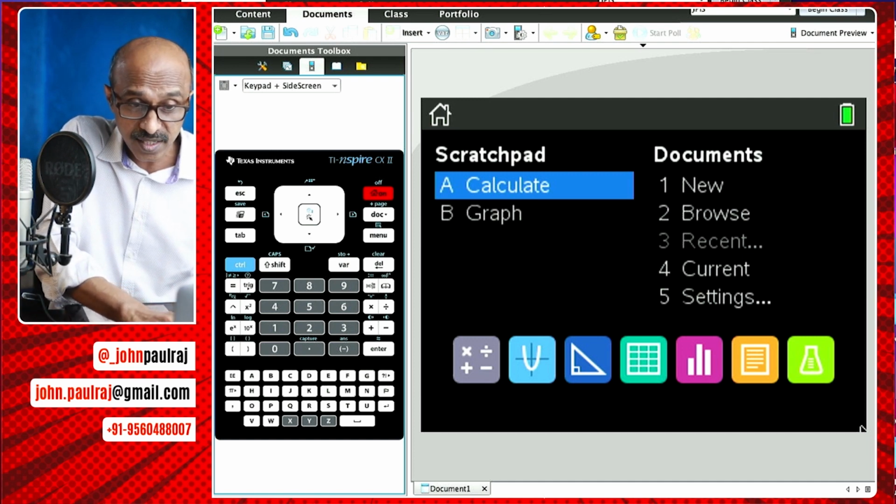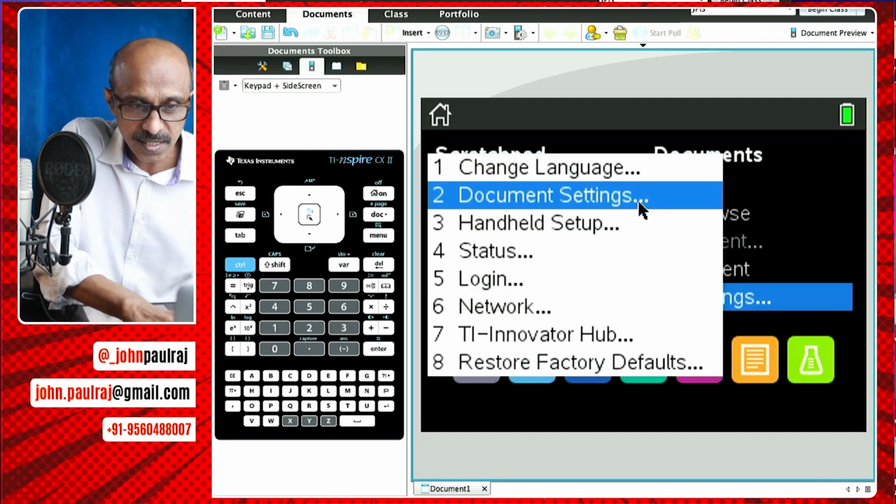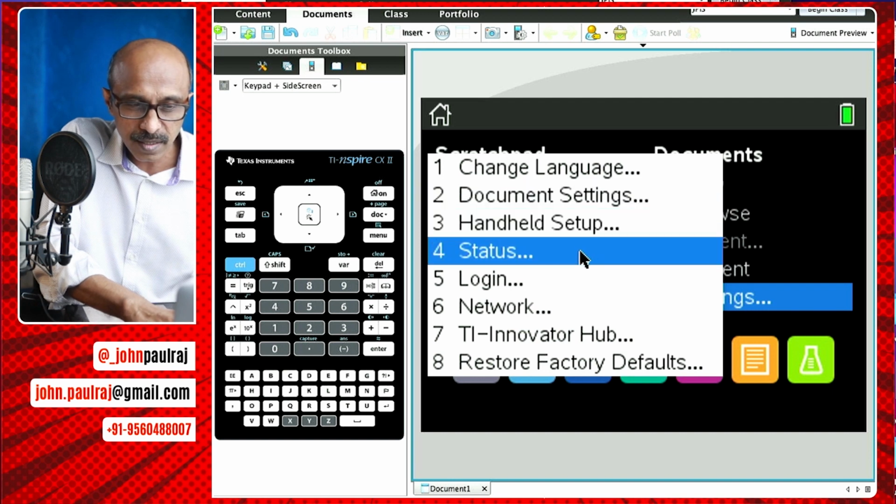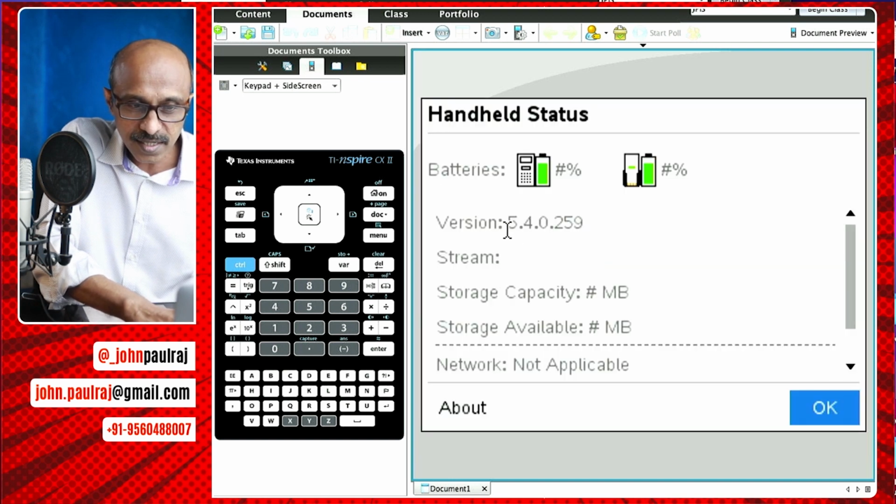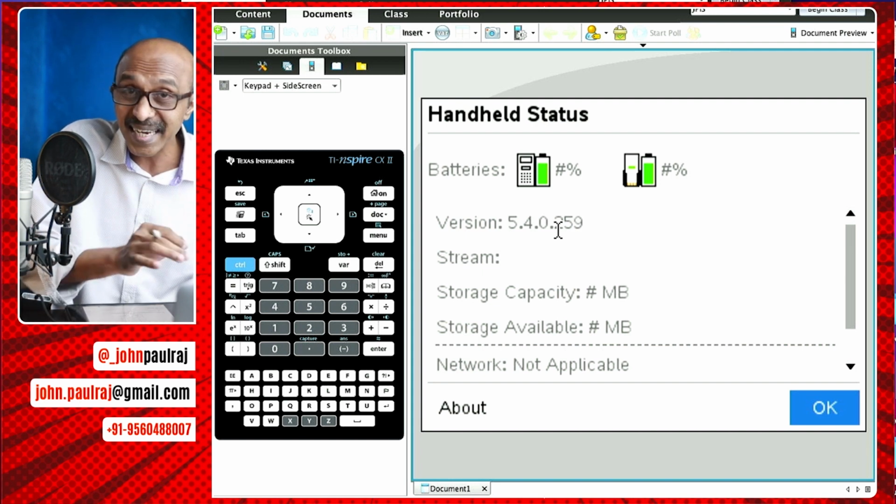The first thing to know, I think, is to just go to the settings. This is on the home key. When you press the home key, go to settings, and then status. Status shows the version of the operating system. Okay, I made a video. This is the latest operating system.